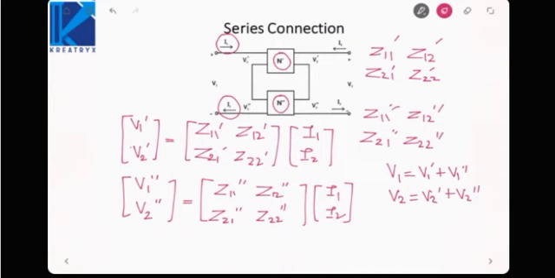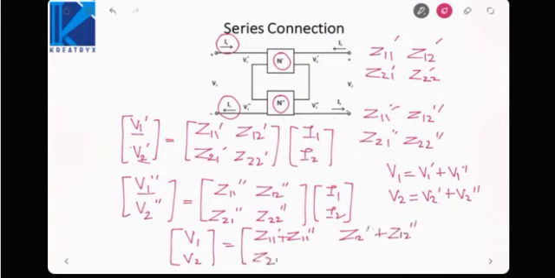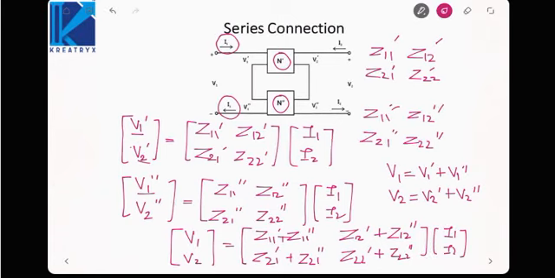Now if we add these two matrices, V1 dash plus V1 double dash will become V1, and V2 dash plus V2 double dash will become V2. And their corresponding elements will also get added: Z11 dash plus Z11 double dash, Z12 dash plus Z12 double dash, Z21 dash plus Z21 double dash, Z22 dash plus Z22 double dash, times I1, I2. So as you can see, when the networks are connected in series, you have to add their impedance parameters. Okay. So the impedance parameters give us an advantage when we are dealing with the series connection.